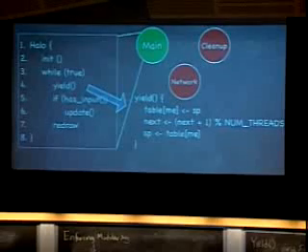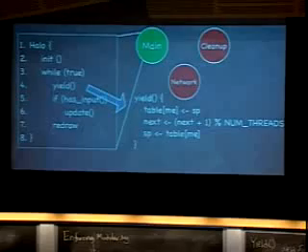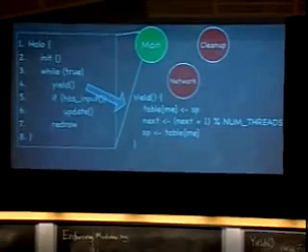So the yield procedure, when it runs, the first thing it's going to do is save the state. To save the state, it simply stores in this table the stack pointer of the currently executing thread.